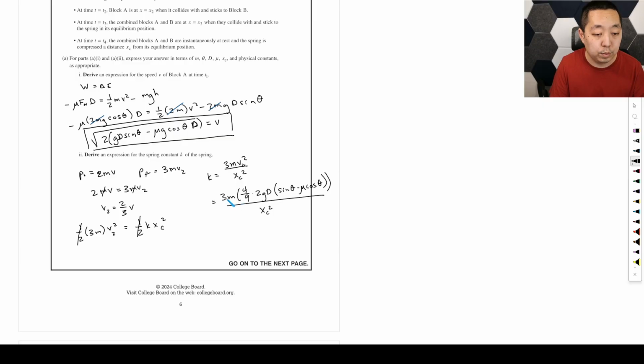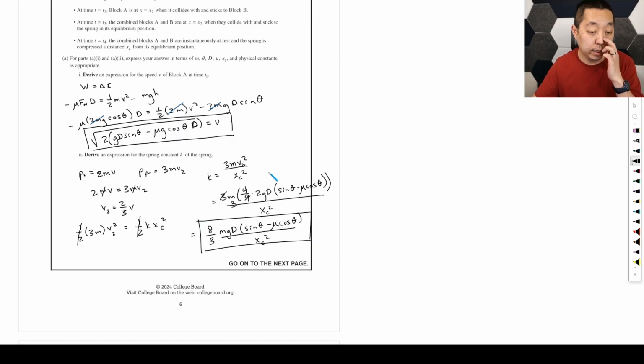I don't know, do you want to simplify that? I guess we can simplify this. This is 3, 4 times 2 is 8. So I get, what, 8 thirds mgd times sine theta minus mu cosine theta over xc squared. Okay, I think that's right. If I made an arithmetic mistake, entirely possible. I'm prone to do that.